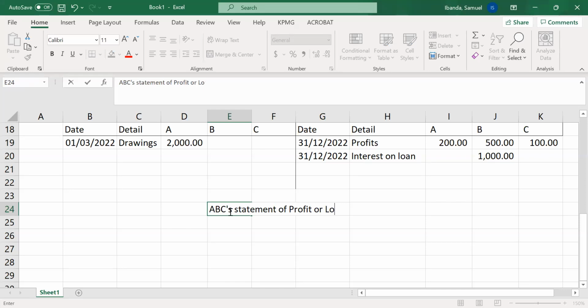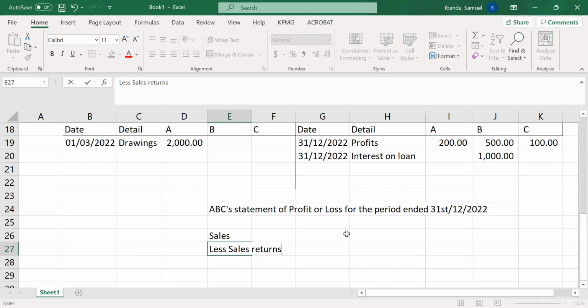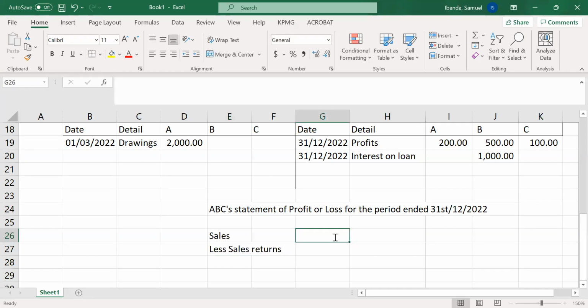Profit or loss. Maybe this is for the period ended 31st December 2022. So you know very well, if they are dealing in sales, they'll have their sales. In case they have sales returns, they'll have them. Let's say maybe this is what they have. Then they'll have their net sales.